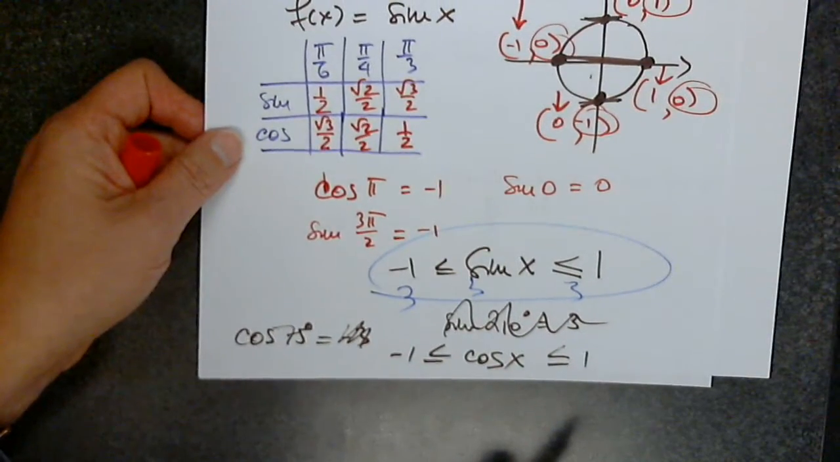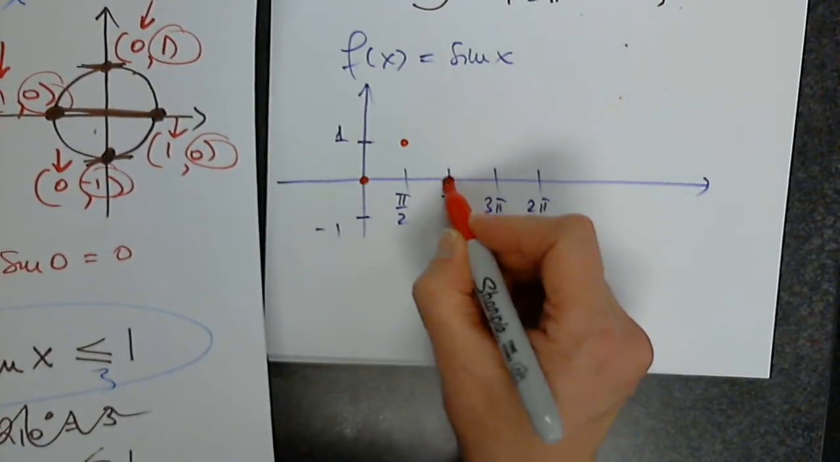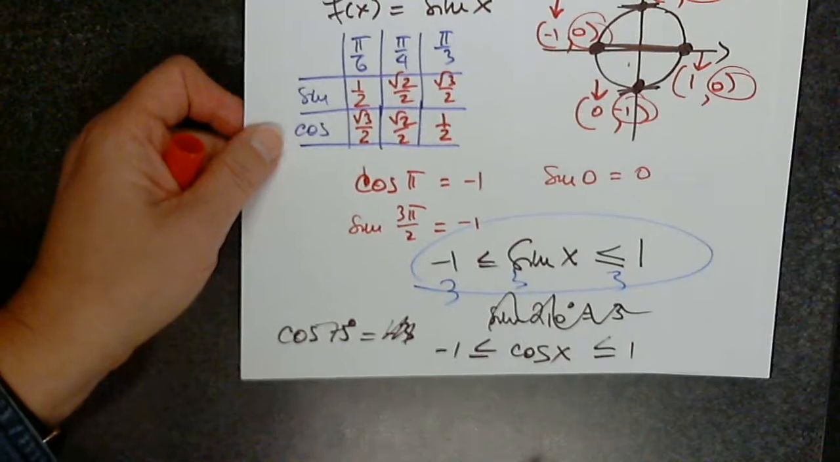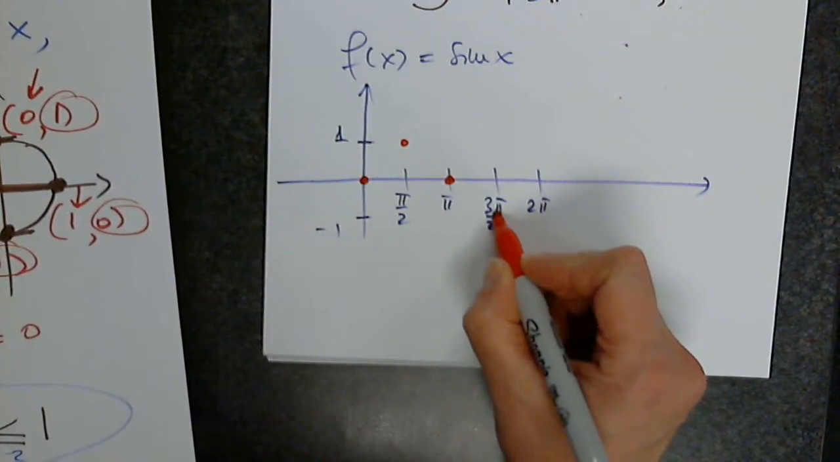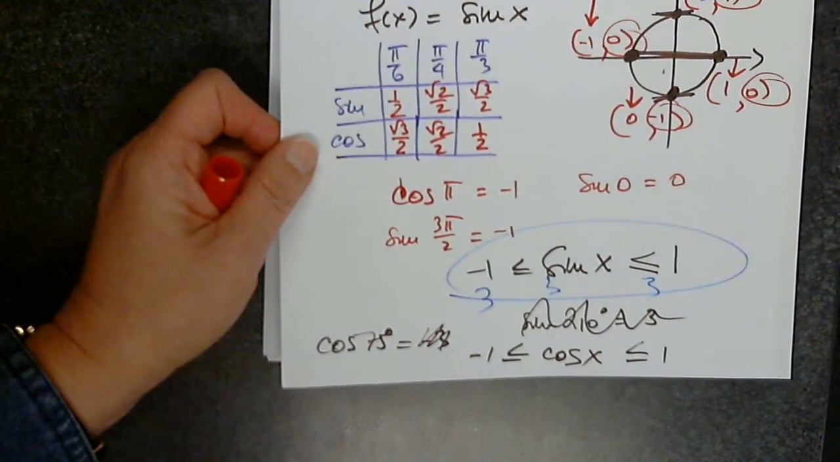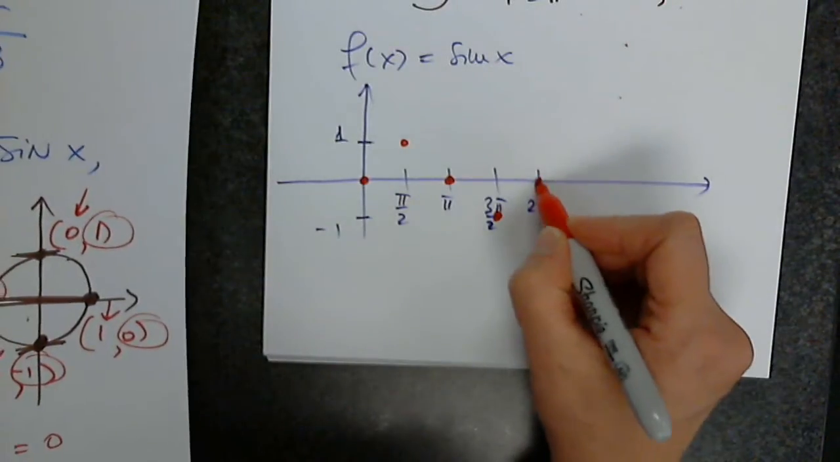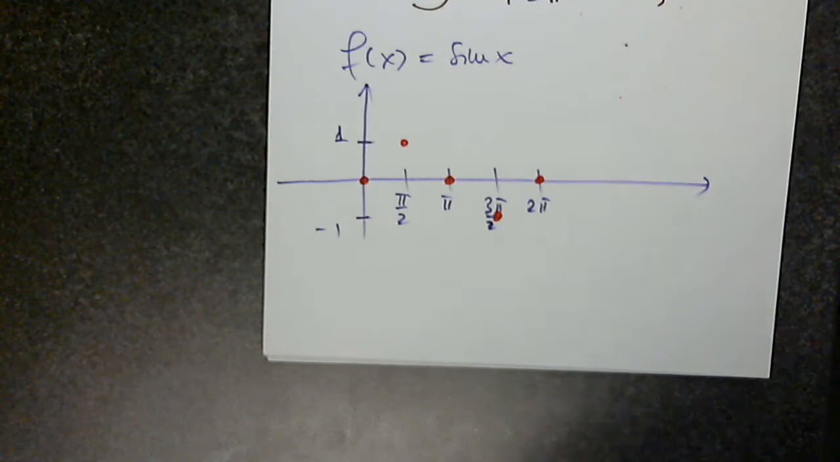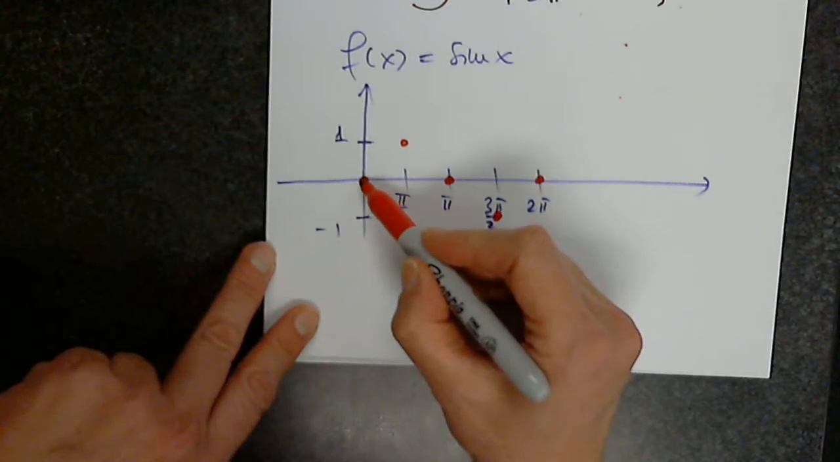Sine pi. Sine 3 pi over 2. Sine 2 pi. Here's the graph.